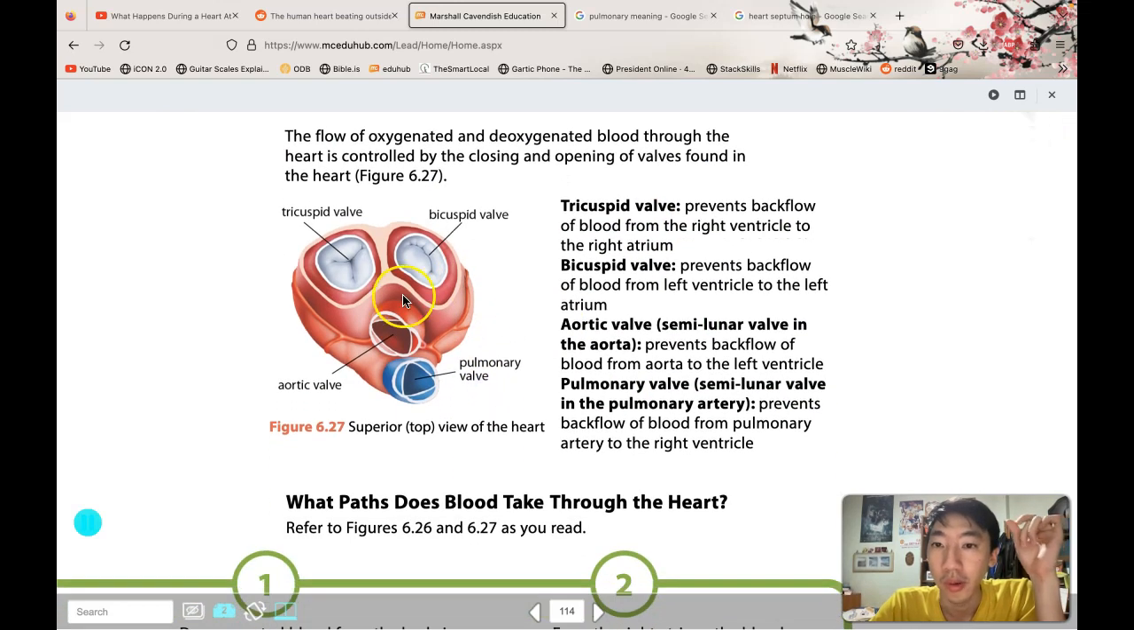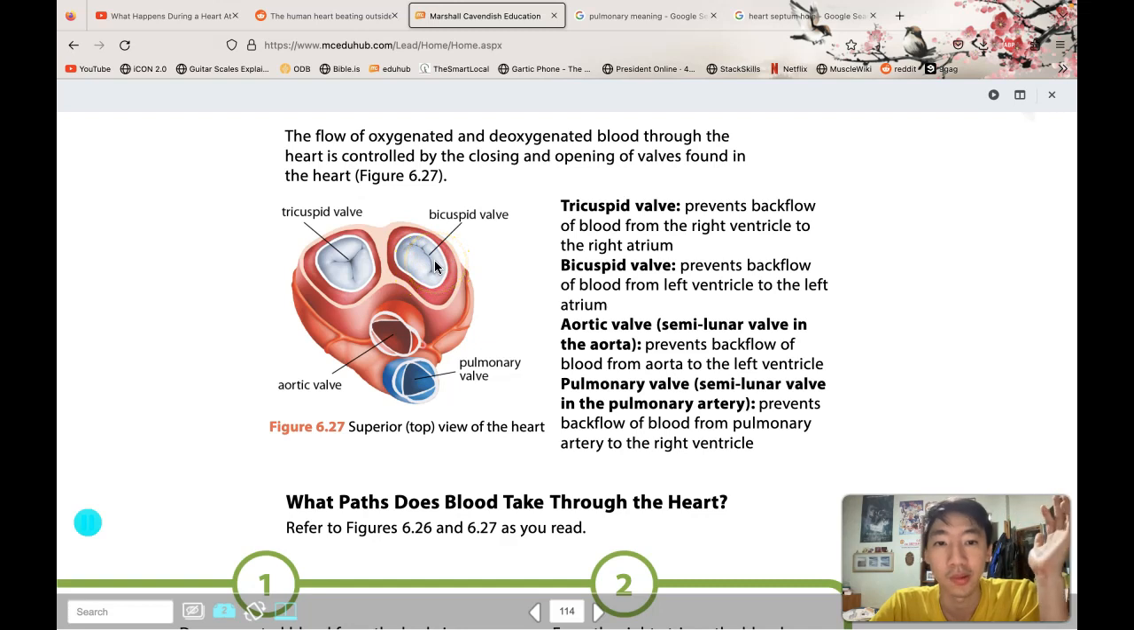So, the flow of oxygenated and deoxygenated blood through the heart is controlled by the closing and opening of valves found in the heart. As we see, on the right side of the heart, there is this thing known as a tricuspid valve. Remember, the word tri means 3, so there are 3 folds over here. And on the left side, in between the left atrium and the left ventricle, there's this thing called the bicuspid valve. The bicuspid valve means 2, there are 2 folds over here.